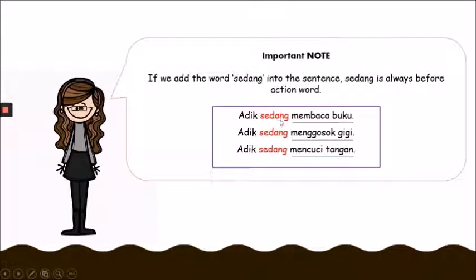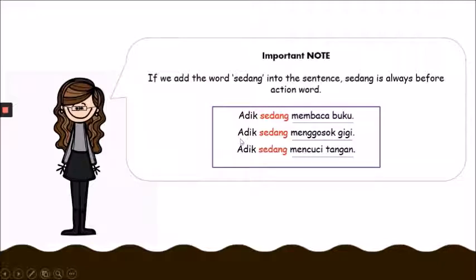Okay, so let's look at a few sentences here. Adik sedang membaca buku. The action word here is membaca buku. And what letter does it start with? M, M-E. Alright, so we'll know that sedang will always come before the words that have M-E in front of them.